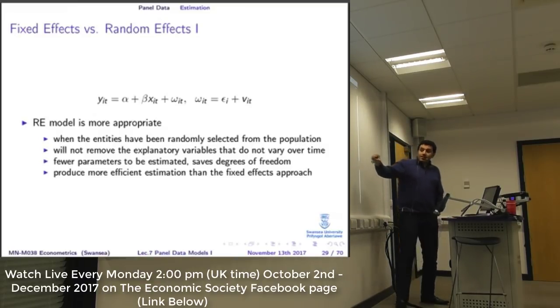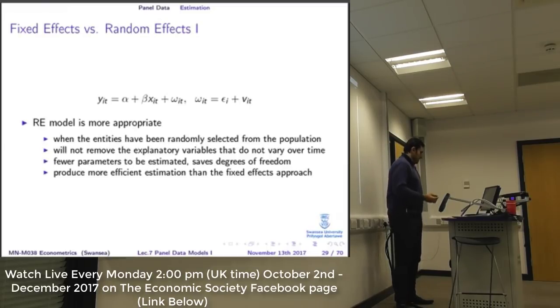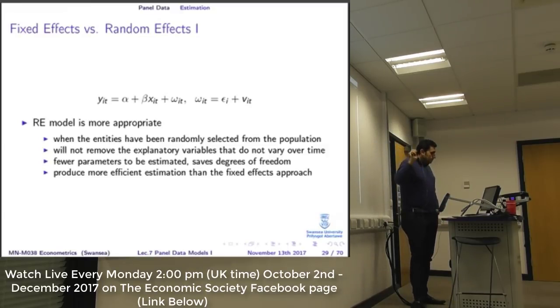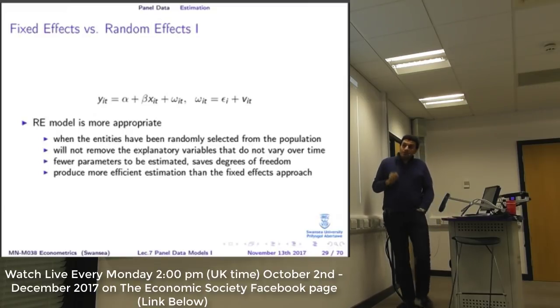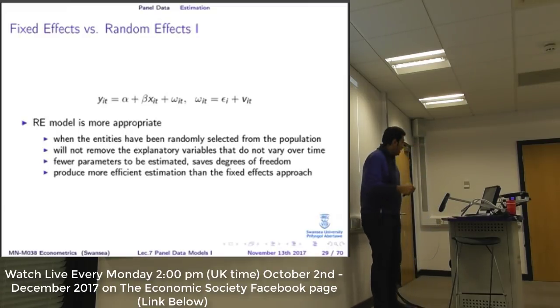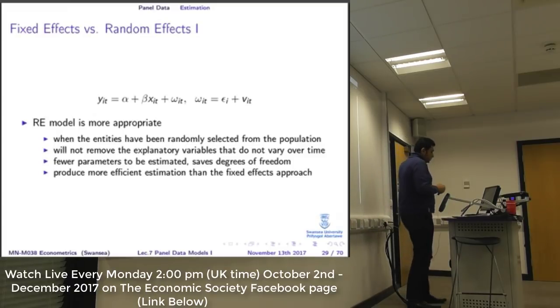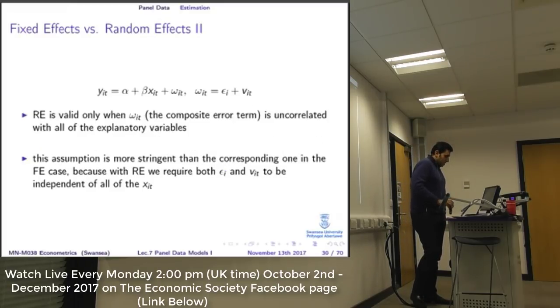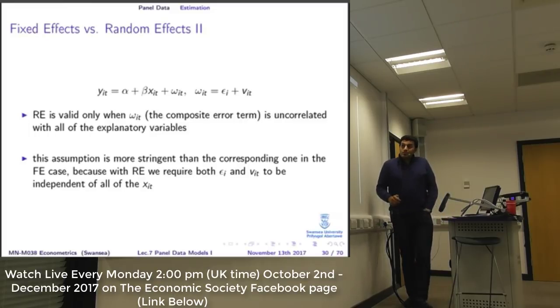So if this is the case, and given that all the conditions we discussed in the previous slide are valid, then we expect the random effect model to produce more efficient estimation than the fixed effect model. But this is not always the case. Why? And this is why.